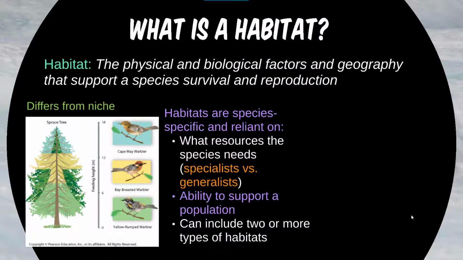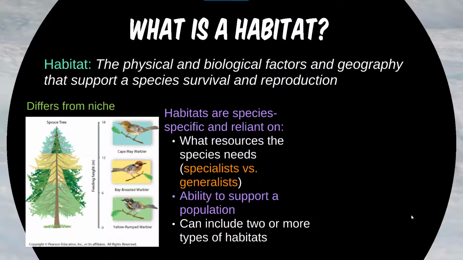So habitats are species specific, and they're reliant on the resources that the species needs. You can have specialists that require very, very specific resources, such as food, or they could be generalists, which means they can eat a range of food or require a range of resources.